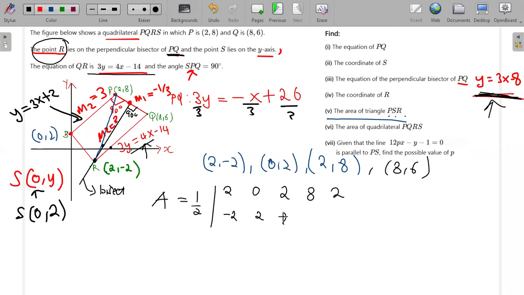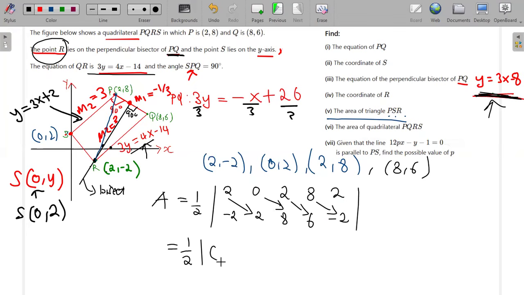Here the 2 is 8, the 8 is 6, and then the 2 is minus 2, like this. And then it will be 1 over 2. Okay, so how am I multiplying here? I'm multiplying first in this manner, like that.